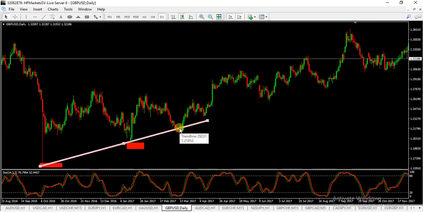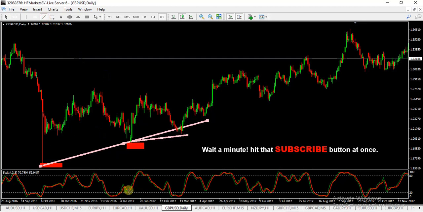Now the moment price bounced, what should you do, guys? I repeat, go down to your oscillator. Are they doing the same thing? Remember, we want to join this trend with divergence. So go down to your oscillator to check if they are doing something differently, which is the divergence we are talking about. In this case, they did something differently.